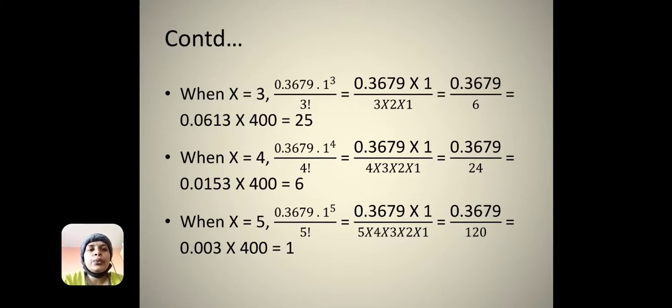When x equals 4, it is 0.3679, 1 to the power of 4, divided by 4 factorial, that is 4 into 3 into 2 into 1. In simplified form, the answer is 0.0153 into 400, equal to 6. When x is 5, it is 0.3679 into 1 to the power of 5 divided by 5 factorial, that is 5 into 4 into 3 into 2 into 1. So the answer is 1.